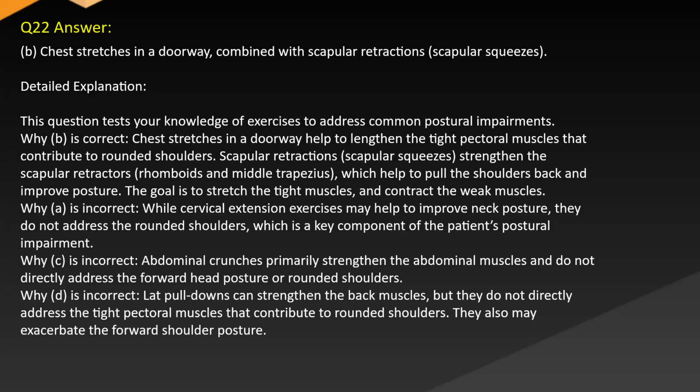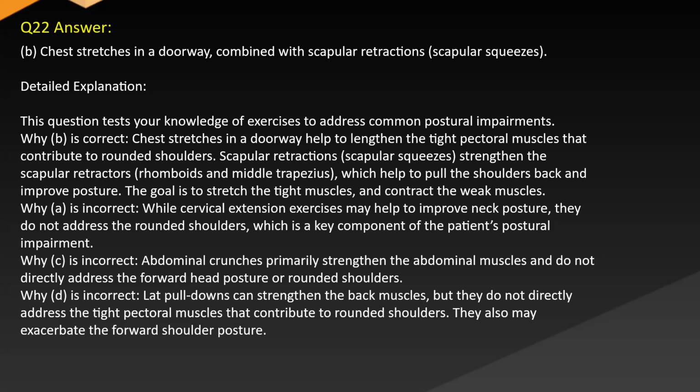Scapular retractions, scapular squeezes strengthen the scapular retractors, rhomboids, and middle trapezius, which help to put shoulders back and improve posture. The goal is to stretch the tight muscles and contract the weak muscles. A is incorrect. While cervical extension exercises may help to improve neck posture, they do not address the rounded shoulders, which is a key component of the patient's postural impairment.